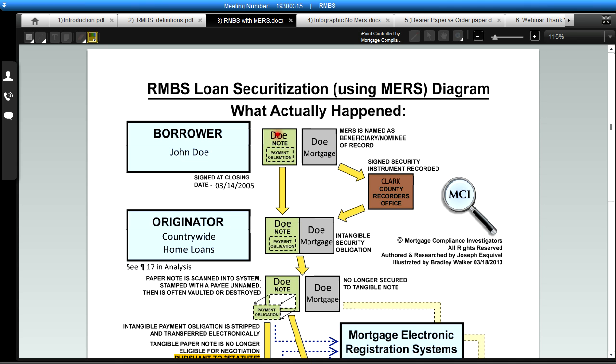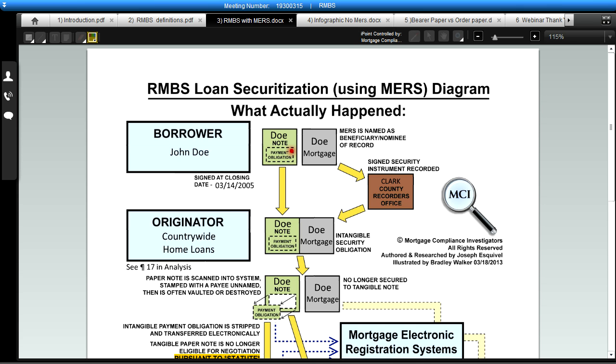Now, within this John Doe note, there is what's called a payment obligation. I promise to pay Countrywide Home Loans for the next 360 months, X number of dollars. That is the right to collect future payments. That is your promise. That is what is valuable. That is what is sold. Your mortgage is a separate contract.